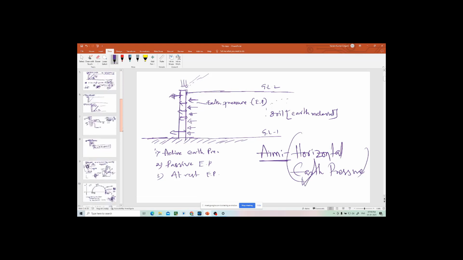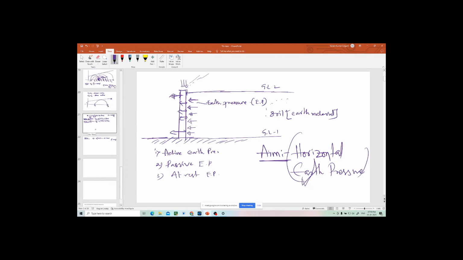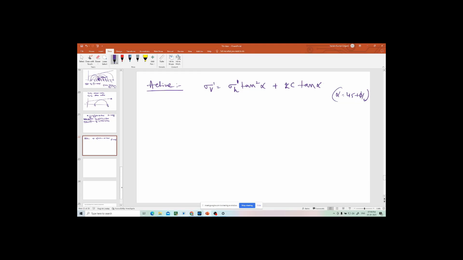Now, after deriving everything, you can find out sigma v, because sigma v dash is nothing but gamma dash multiplied by h, or gamma bulk multiplied by h. If there is water, gamma sat minus gamma w multiplied by h. You can find out sigma v. So you have to find out sigma h. That is the aim of the study. You know the cohesion value, you know the frictional angle value, you can put it here. Then finally you can find out sigma h from this equation.